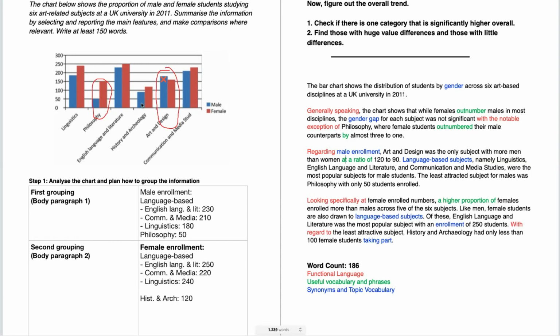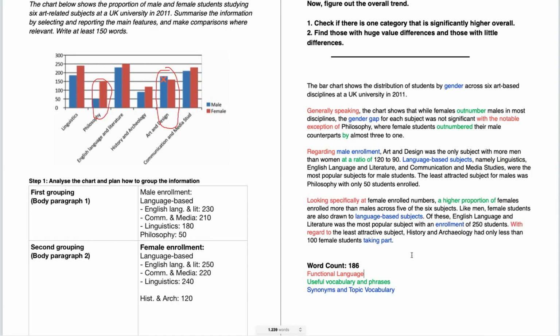This is something that we did not see in the prompt. In the prompt, we saw art-related subjects, but language-based is quite specific. And the fact that we've hyphenated it shows that it is an adjective. So we have used an adjective correctly. We've hyphenated it correctly. These are also great for your scoring. And of course, we have enrollment. Taking part is also a great verb phrase. Basically means participating in. But the more you use these great verb phrases, the more your examiner will understand that you've got a great vocabulary acquisition.